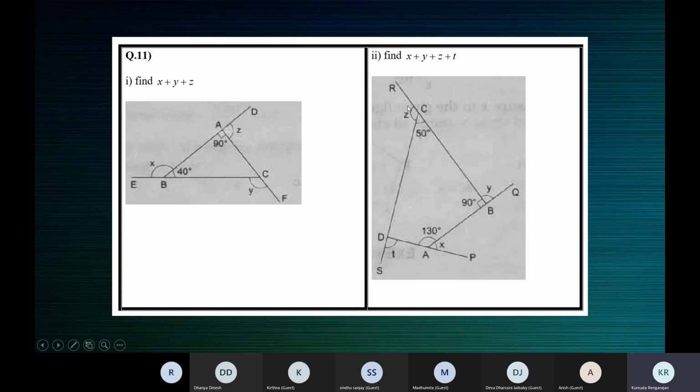Now we know that X plus Y plus Z plus T is equal to 360 degrees, ma'am. Why? Because the sum of exterior angles is equal to 360 degrees. Yes, because in any polygon, the sum of all the exterior angles is equal to 360 degrees.